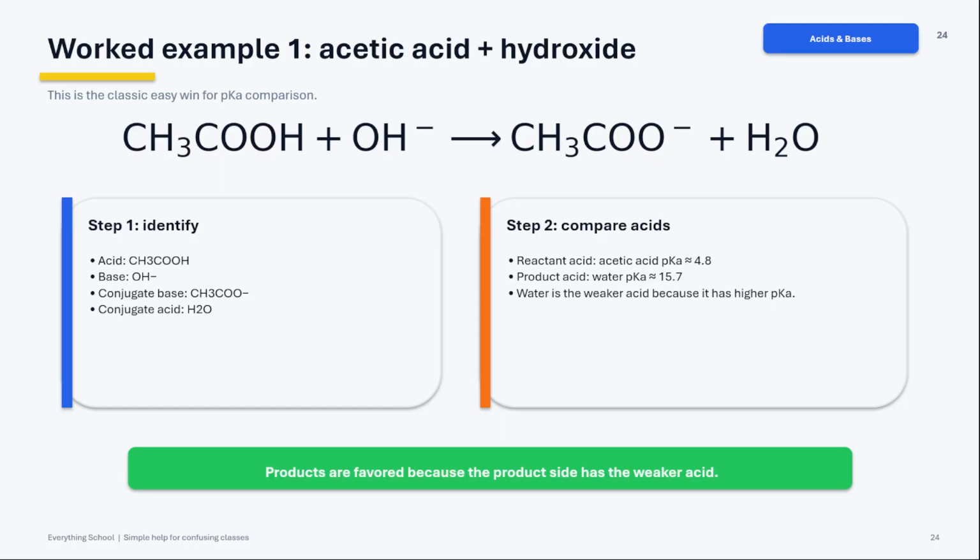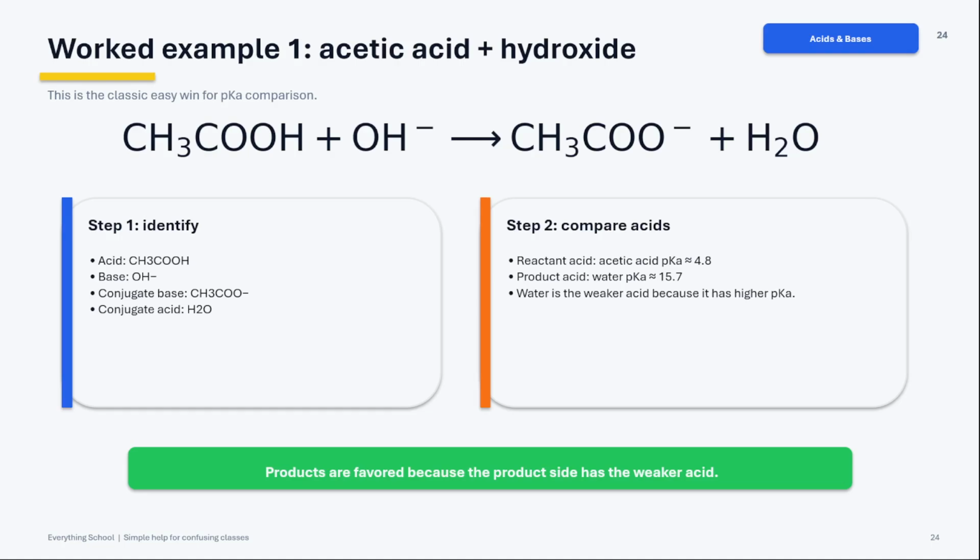Slide 24. Worked example 1, acetic acid plus hydroxide. This is the classic easy win for pKa comparison. Step 1 is identify. The acid is CH3COOH. The base is OH-. The conjugate base is CH3COO-. The conjugate acid is H2O.